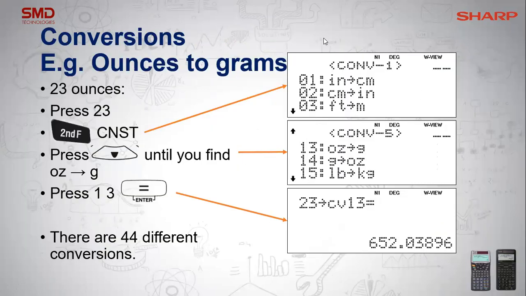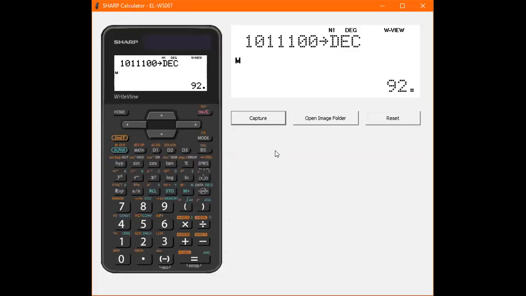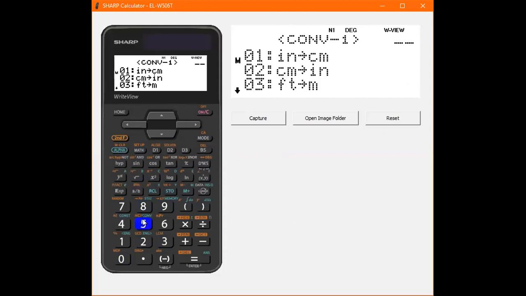The other nice thing in technical maths is when you start doing conversions and constants. Okay, so if, for example, I have a conversion and I want to convert between ounces and grams, let's say I have 23 ounces and I want to know how many grams that is. I'm going to press alpha. I see my slide is wrong. I need to change it. Alpha and 5 for convert.